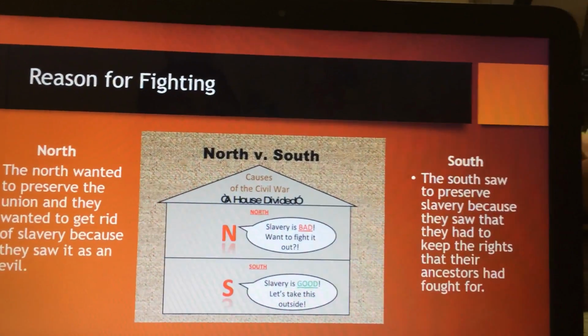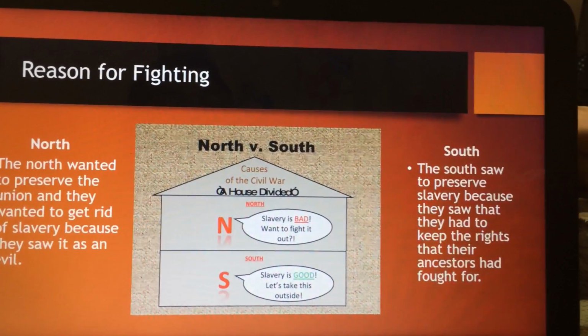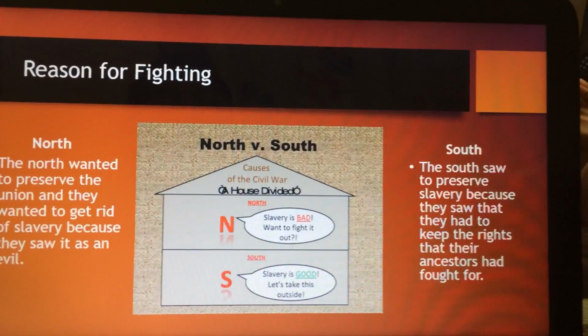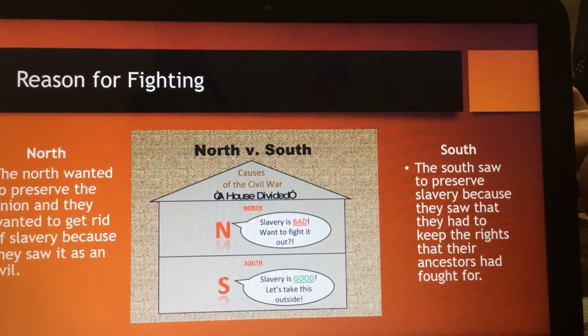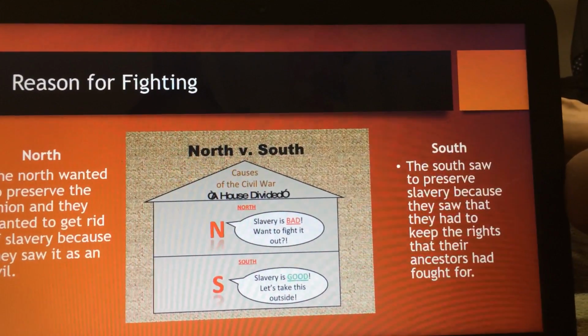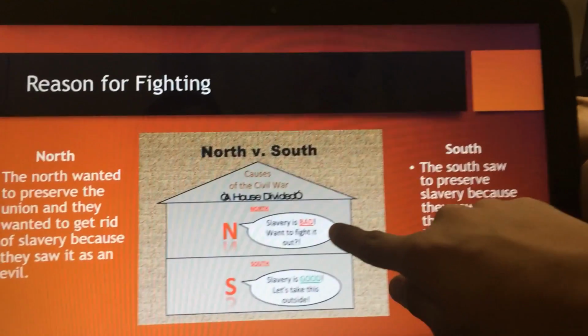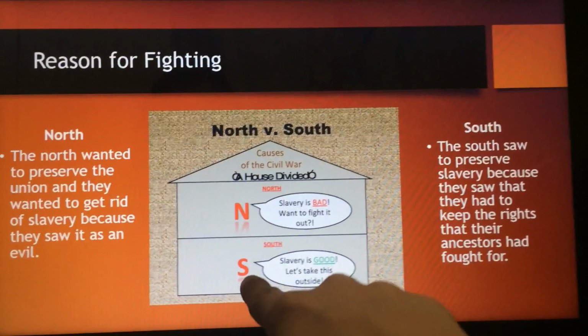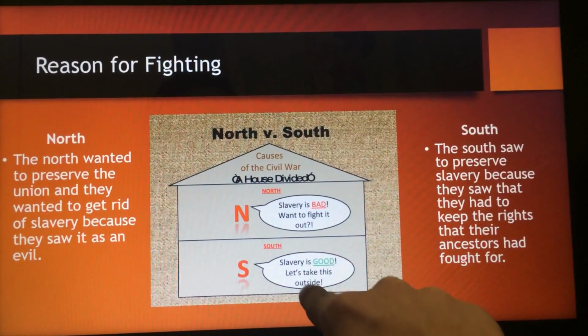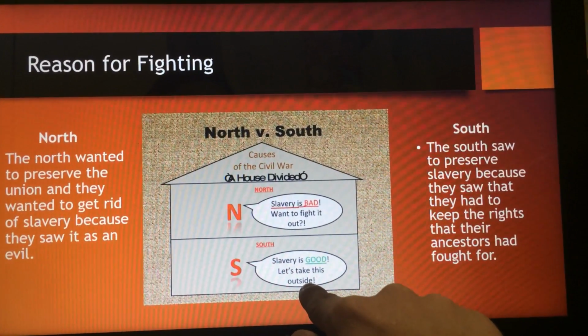Okay, so the reasons for fighting the Civil War, that's where that came in. North versus the South. The reason they fought was because the North wanted slavery out, because the North, as you can see, said that slavery is bad, and the South said slavery is good. Let's take this outside.